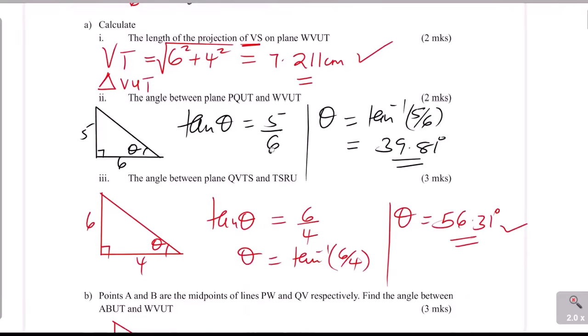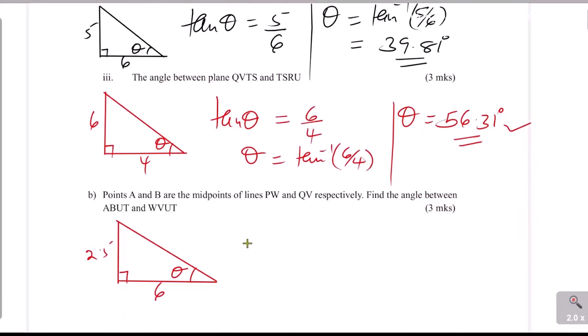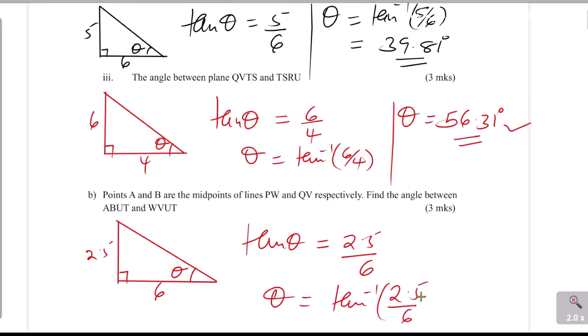See that? And now to get the angle again, you have to use tangent. Tangent of theta is equal to 2.5, opposite divided by adjacent. So theta will be given by the tan inverse of 2.5 divided by 6. And this will give 22.62 degrees. And that is how you're supposed to solve that question.